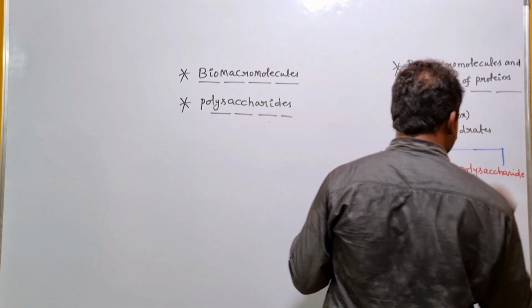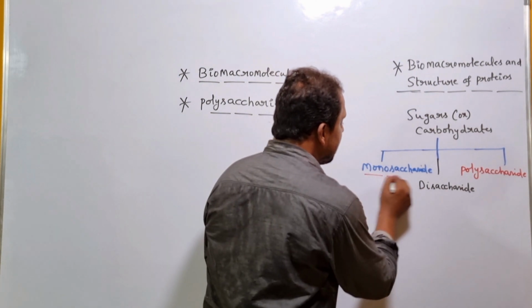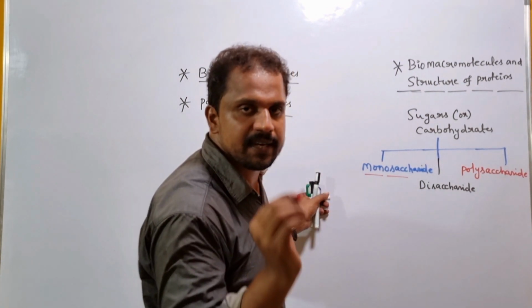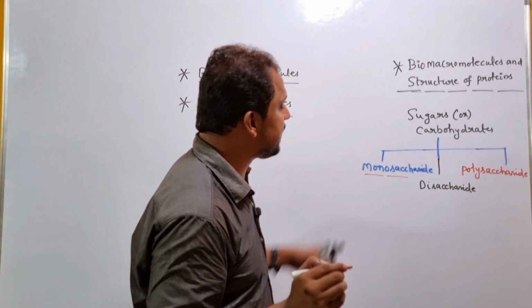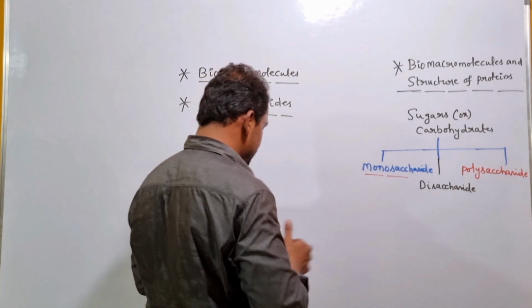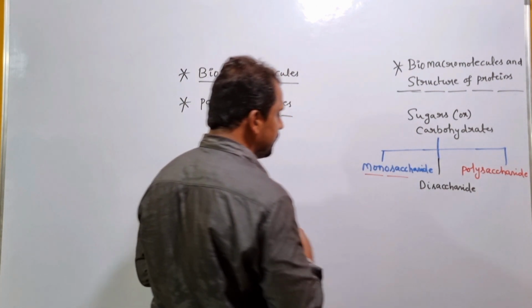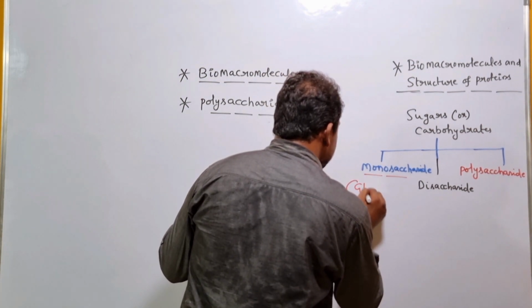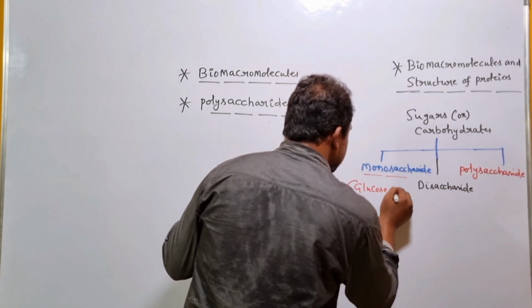So here monosaccharide, as the name itself suggests, contains only one single sugar unit. Is it clear? The best examples for monosaccharides include glucose and fructose.